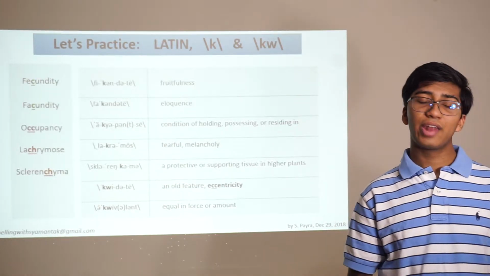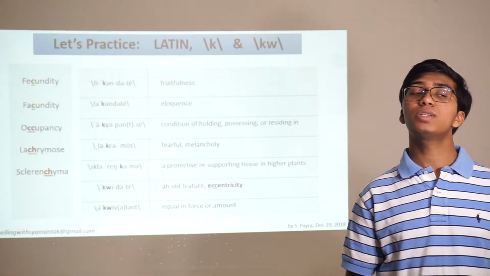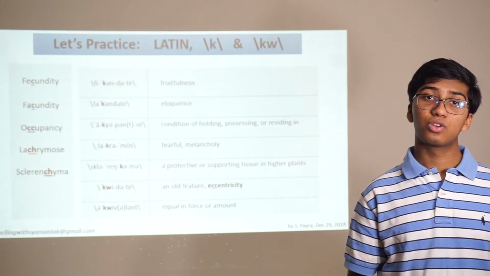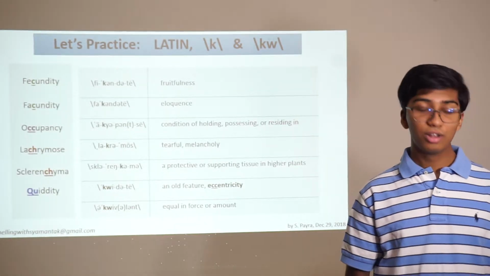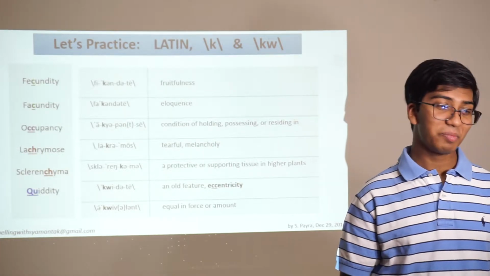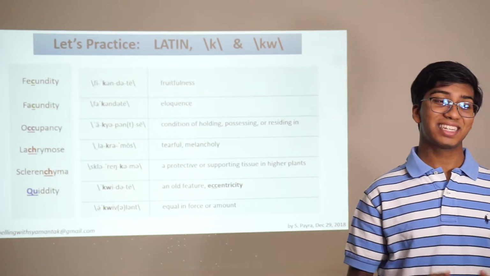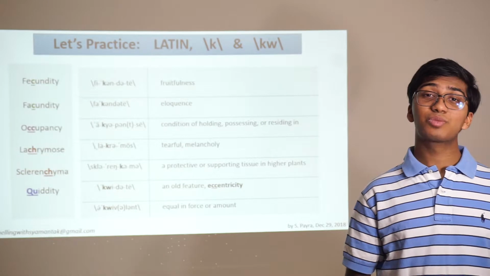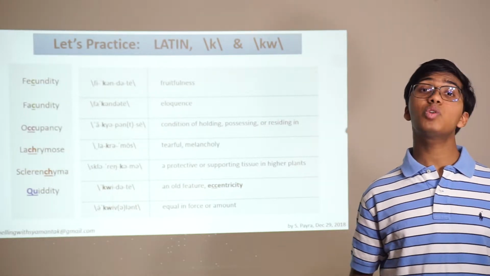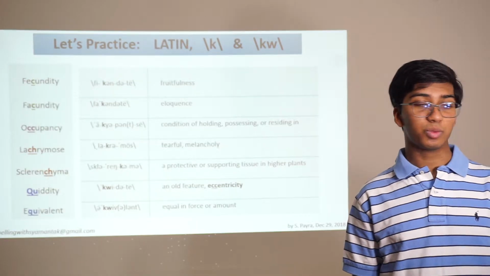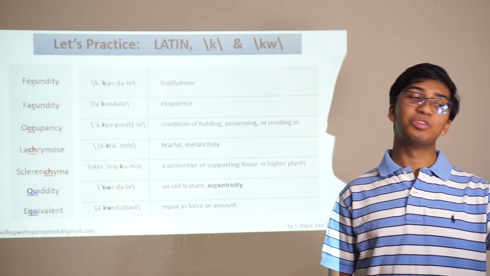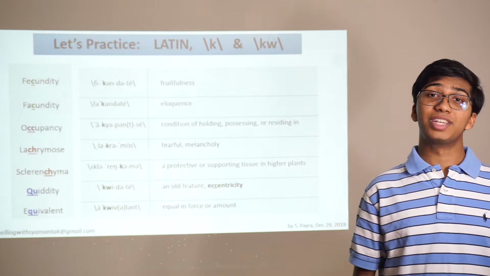Quiddity. An old feature or an eccentricity. Quiddity is spelled with a QU. Looks kind of like the word Quidditch, but this is something unique. The next word is equivalent. Equal in force or amount. And you probably know this one. Equivalent is spelled with an EQI, just like the word equal with an EQA.